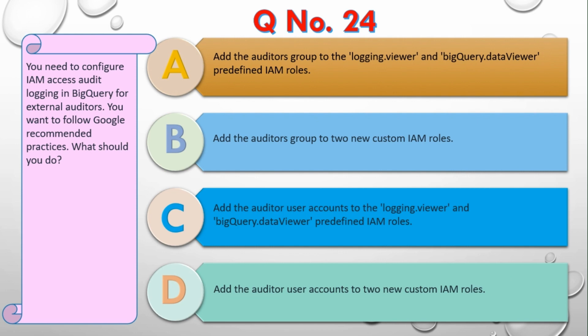predefined IAM roles. Option B, add the auditors group to two new custom IAM roles. Option C, add the auditor user accounts to the Logging Viewer and BigQuery Data Viewer predefined IAM roles. Option D, add the auditor user accounts to two new custom IAM roles. So option A is the correct one.